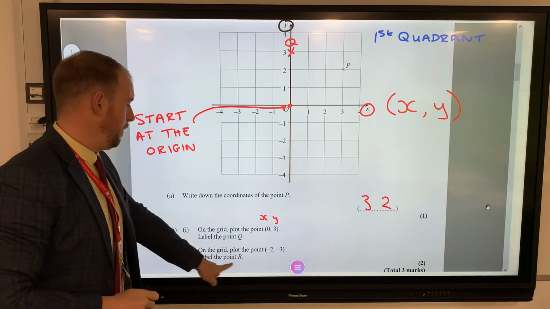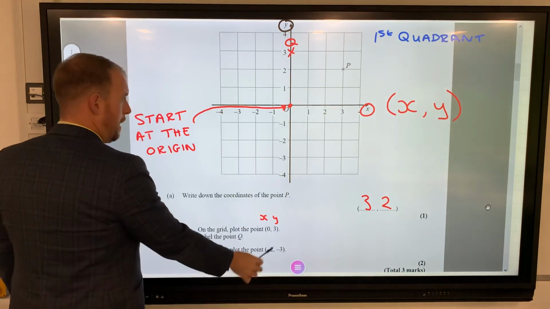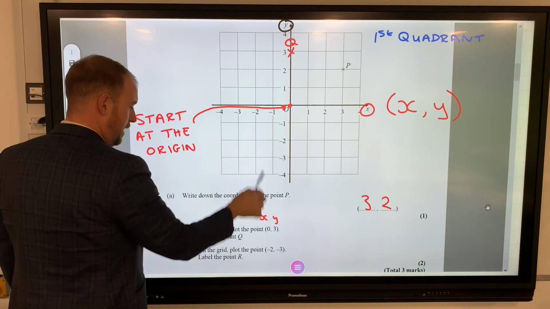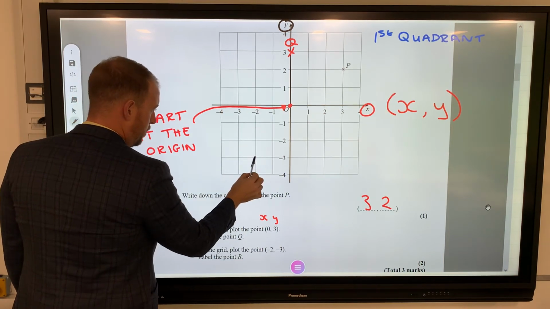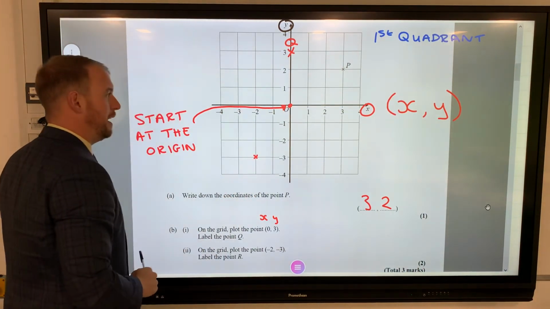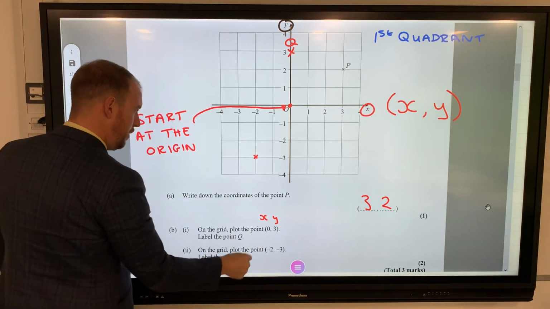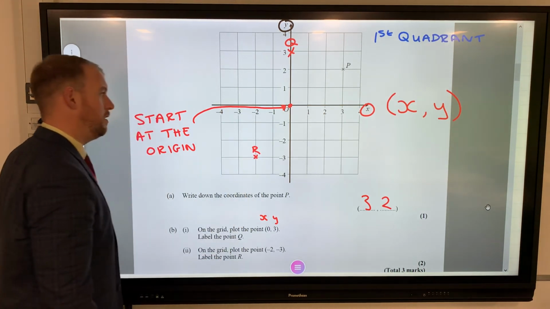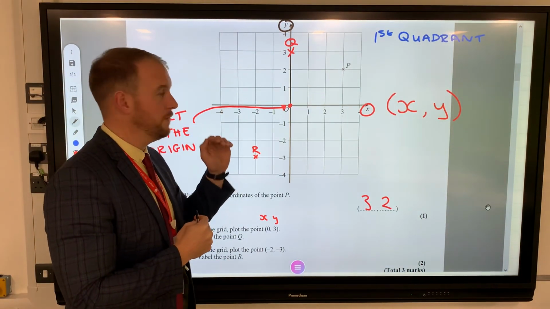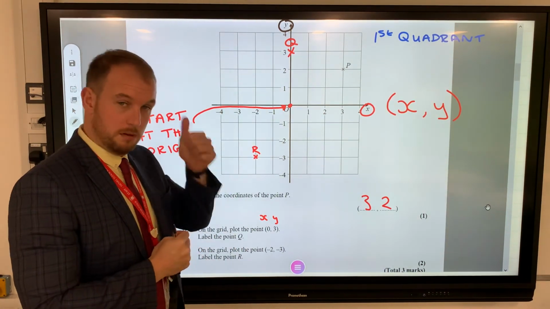And then on the grid, plot the point -2, -3. X value first, -2, remember start in the middle, start in the origin, -2, and then -3, which would then be down here. Let's make that a bit more accurate. -2, -3. X value, y value, but I have to label the point with an R. So start in the middle, x comes first, so across the corridor, and then up the stairs for the y second. Okay, x first, y second. Hope it helps.